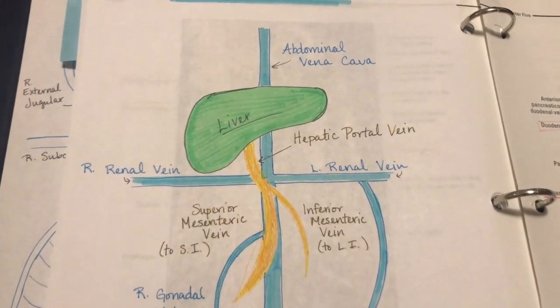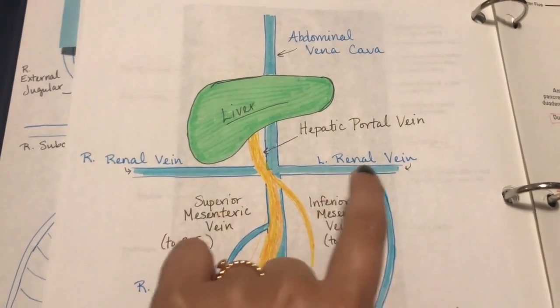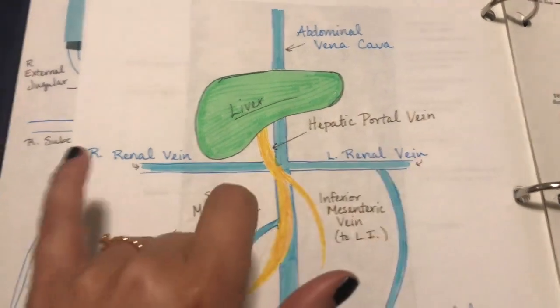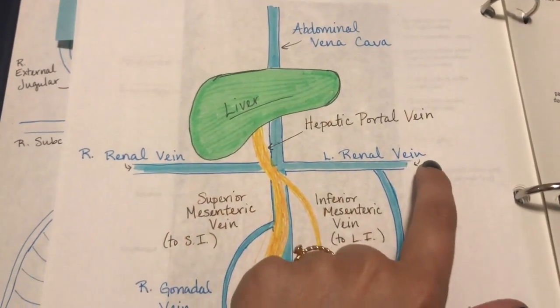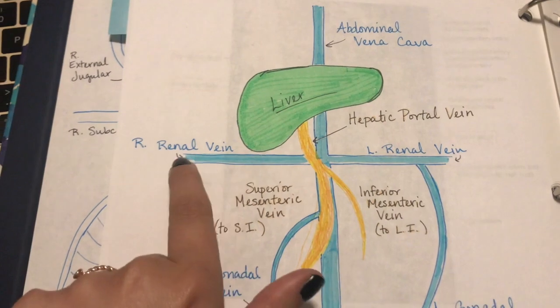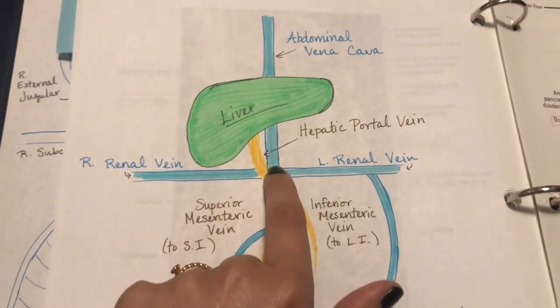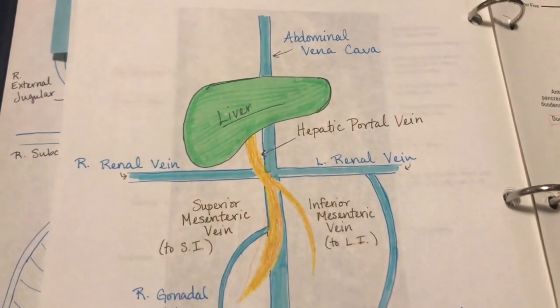Then I'm going to point out the blood vessels that are running from our kidneys. Kidneys would be located out here. So we have our renal veins, the left renal vein and the right renal vein, running back to that abdominal vena cava.